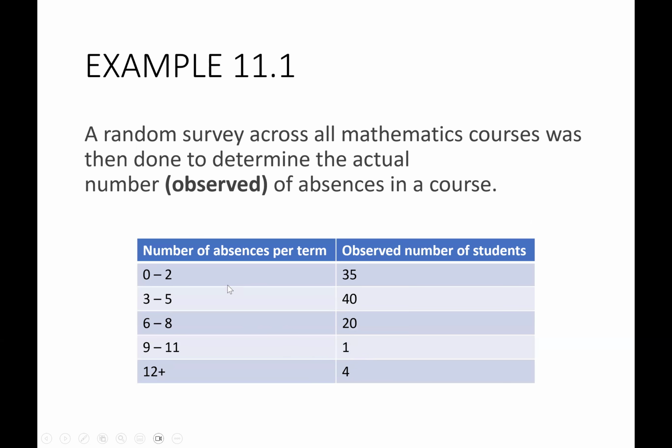Okay, now here's what they actually observed. What they actually observed during the semester was 35 of the students were gone 0 to 2 days, etc. And again, we have the same issue that we had before. So we're going to combine the 9 to 11 and the 12 plus to get 5. And the category is now going to be 9 plus.